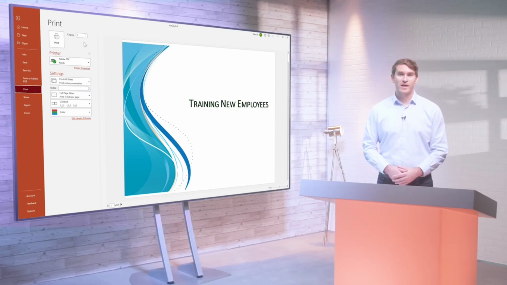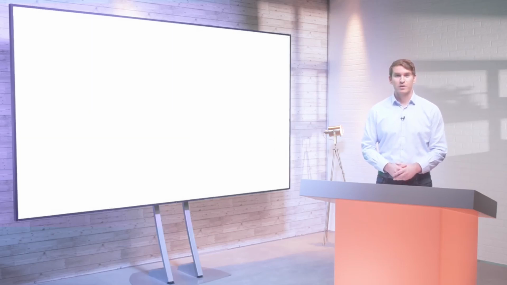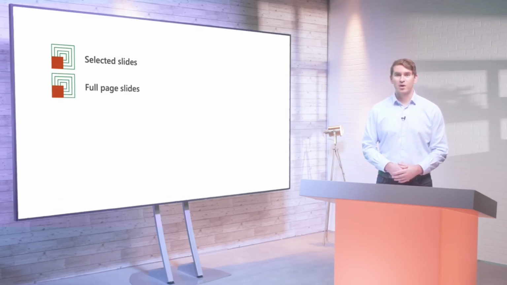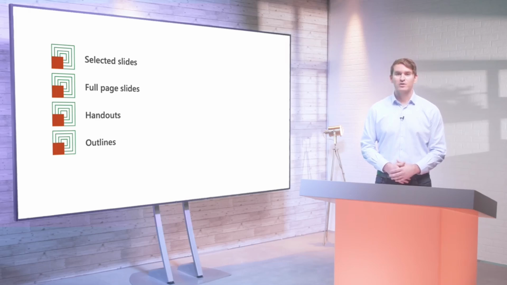There are loads of different ways to produce a hard copy of your presentation. For example, you can print only the slides you need using the Selected Slides feature, print each slide on its own page using full page slides, or add multiple slides to a page using the Handouts option. Print just the basic outline of your slides, and finally, you can also print slides with associated notes.